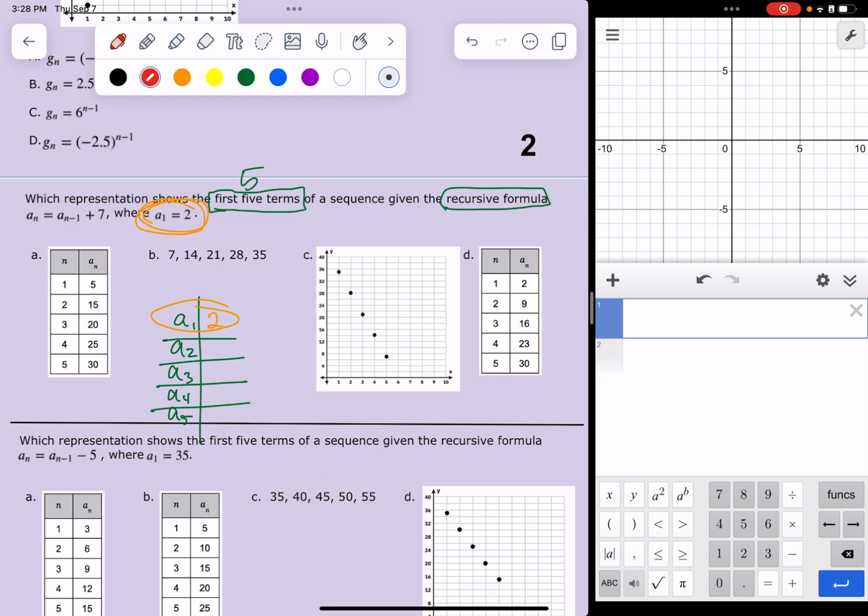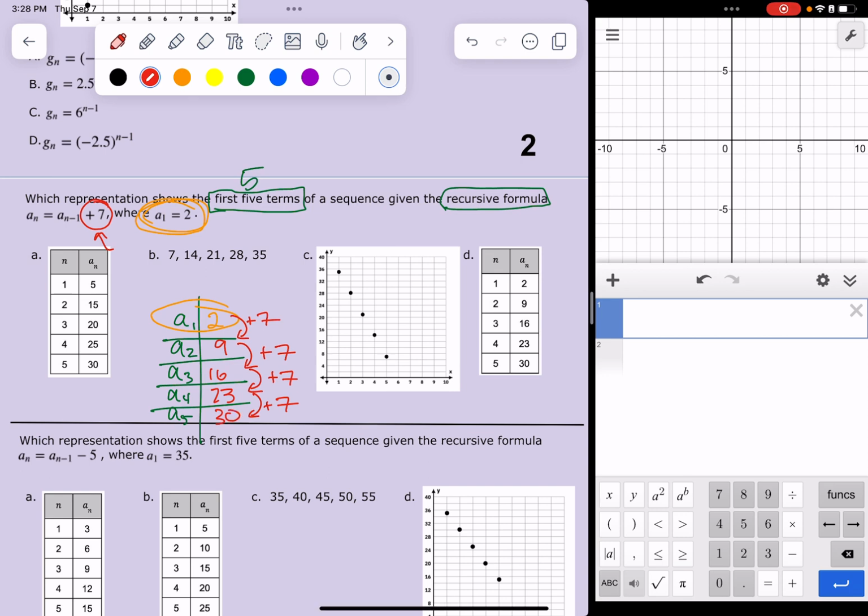Our pattern is plus 7. So you have plus 7. 7 plus 2 is 9. Then you have plus 7. 7 plus 9 is 16. Then you have plus 7 again. You have 16 plus 7, which is 23. And then you have 23 plus 7, which is 30.